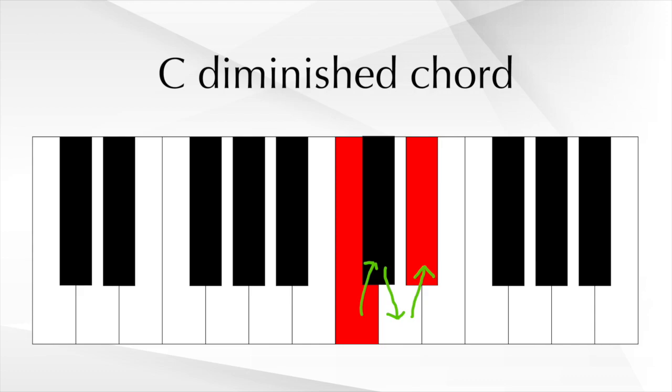The second note is 3 semitones above the first note, and after going up 3 semitones, we land on E flat. The third note is also 3 semitones higher than the second note, and thus we land on F sharp. The C diminished chord thus contains C, E flat, and F sharp.